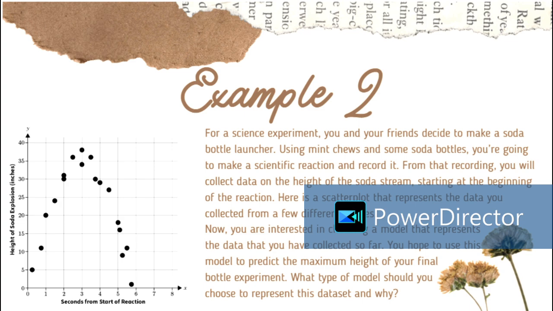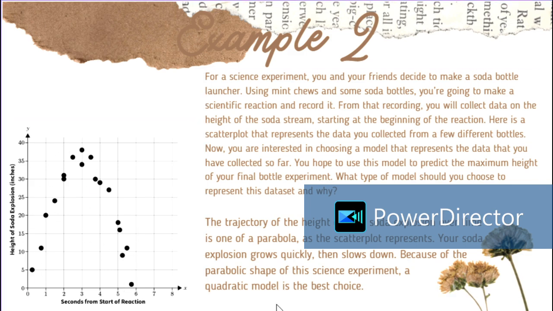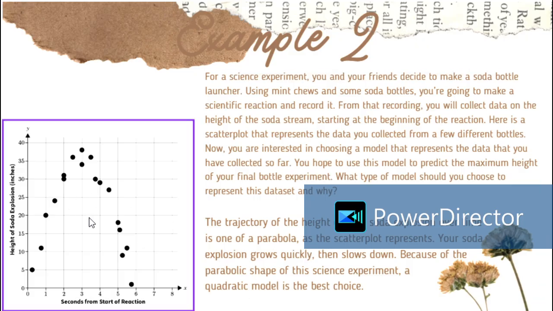Now you are interested in choosing a model that represents the data that you have collected so far. You hope to use this model to predict the maximum height of your final bottle experiment. What type of model should you choose to represent this data set, and why? Well, you can look at this graph and see that it created a parabola. So the trajectory of the height of your soda explosion over time is one of a parabola, as the scatter plot represents. Your soda explosion grows quickly, then slows down. Because of the parabolic shape of this science experiment, a quadratic model is the best choice. Quadratic models and parabolas always go together.